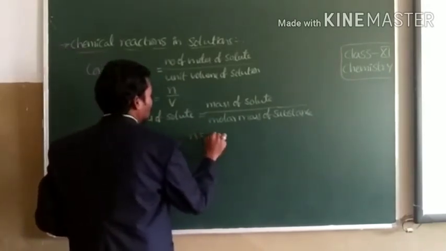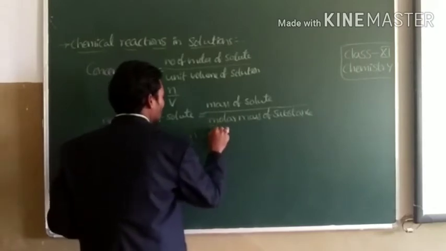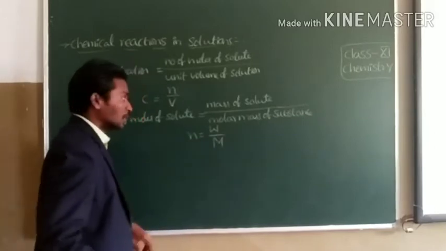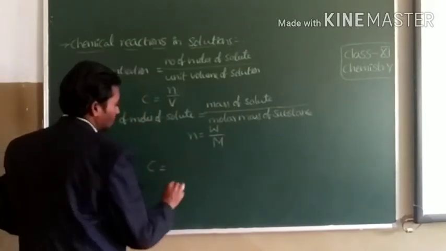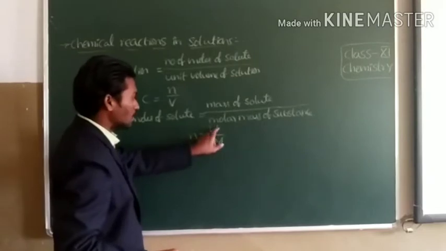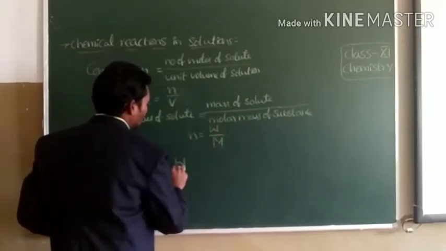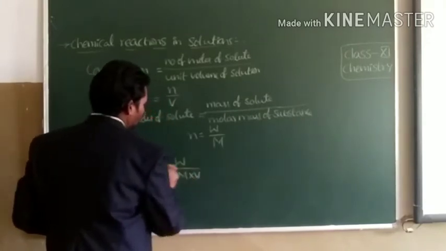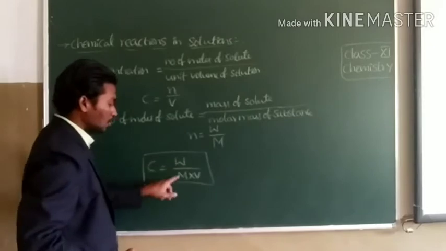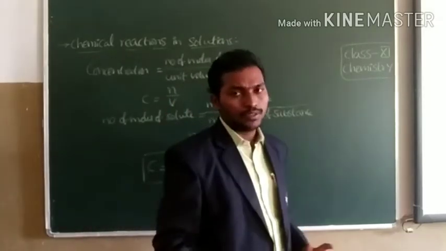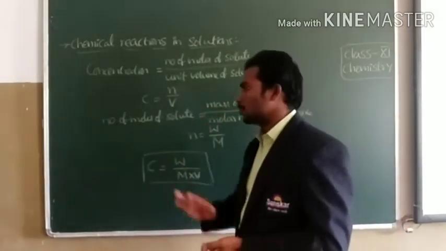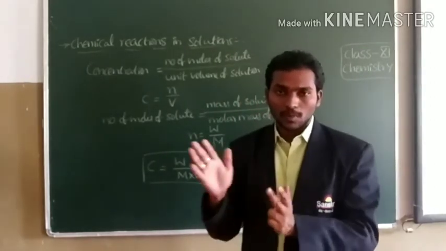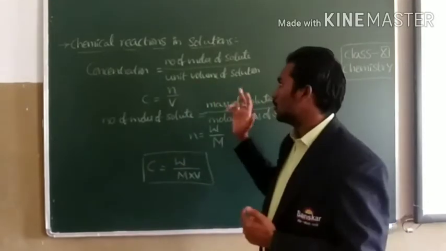Formula: number of moles n is equal to the mass of the substance W divided by the molar mass M. So we can write concentration C is equal to the number of moles, W by M, divided by the volume of the solution. So C is equal to W by M into V. This is the way we can express the concentration of the solution. Concentration is nothing but the number of moles of solute present in the given volume of the solution.